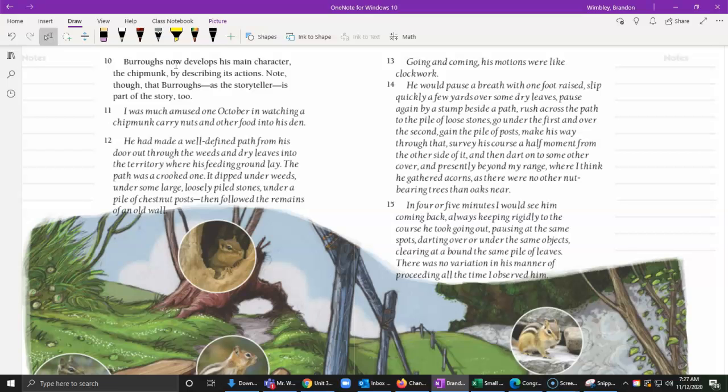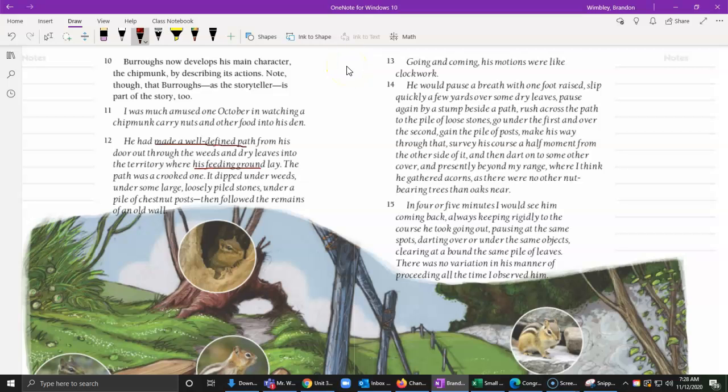We notice that in this paragraph, the chipmunk has made a path. The path, it must lead somewhere important. Burroughs writes that it goes to the chipmunk's feeding ground, so I'm going to underline this. So that's probably where this path is going. Made a well-defined path to his feeding ground. So that's where my chipmunk's most likely going. So let's continue on paragraph 13.